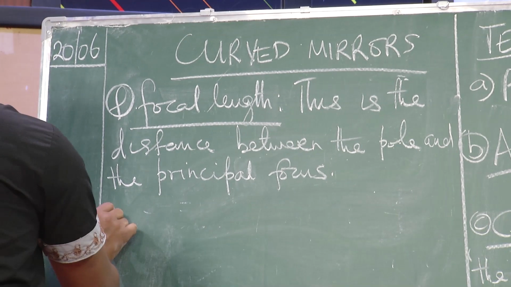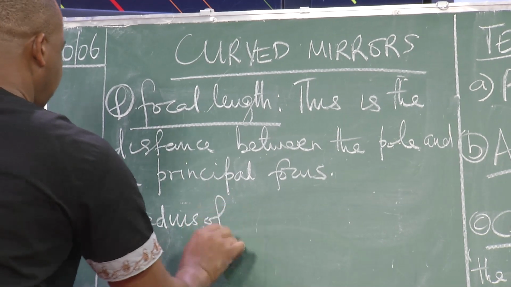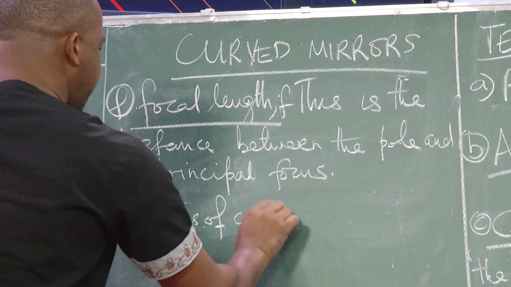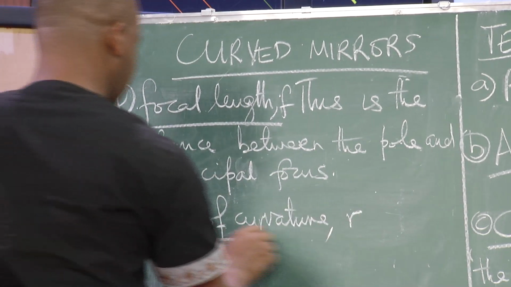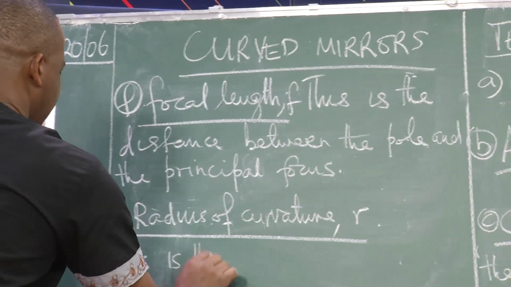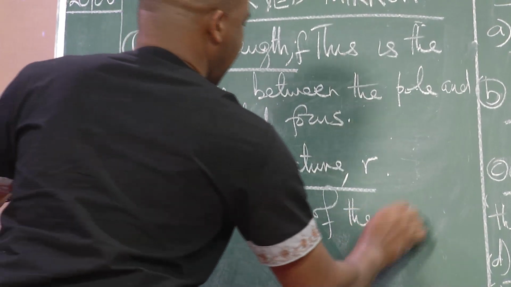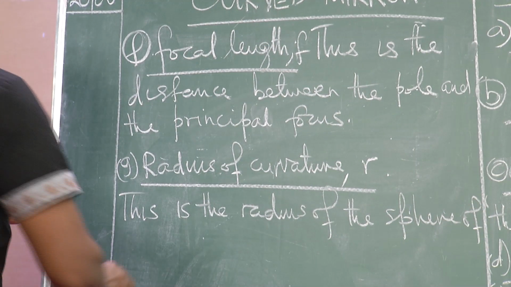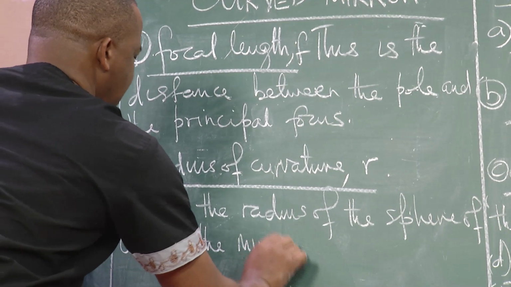Last but not least is the radius of curvature. The focal length is noted with small letter f. The radius of curvature is denoted with, of course, letter r. And we define this as the radius of the sphere of which the mirror forms part.